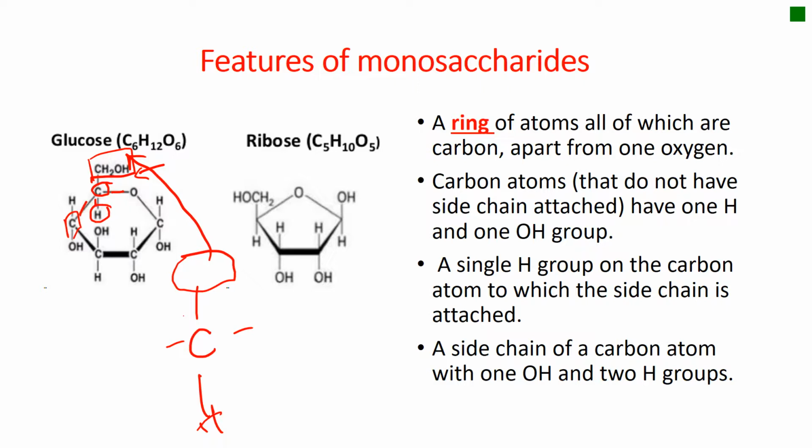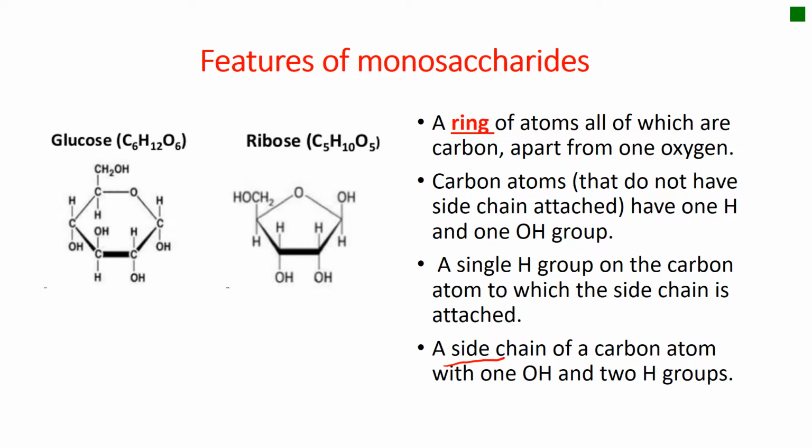All right. Now let's take a look at the last feature. Let's talk about the side chain. It is said here, a side chain of carbon atoms with one OH and two H groups. So you can see from here, this is the side chain that consists of CH2OH, right? So carbon, one OH, and then two hydrogen. You can see from here.